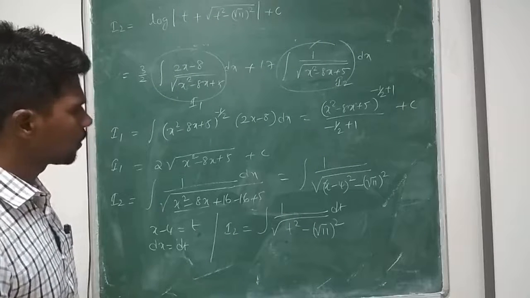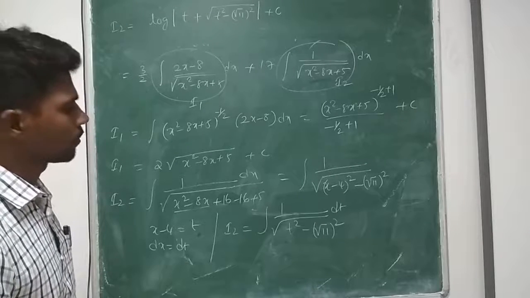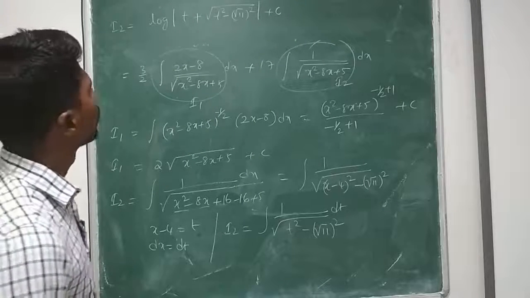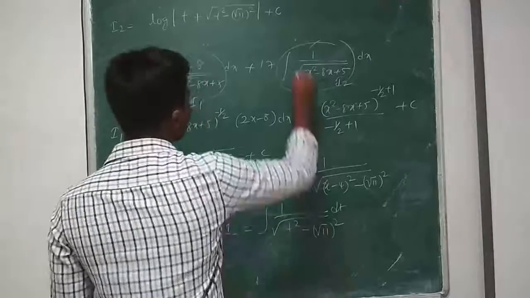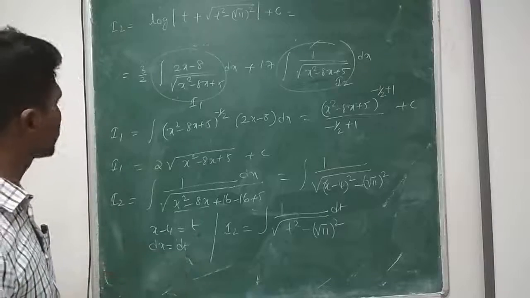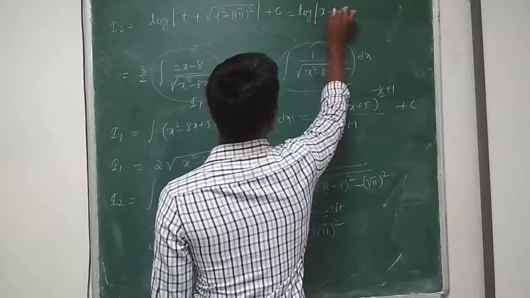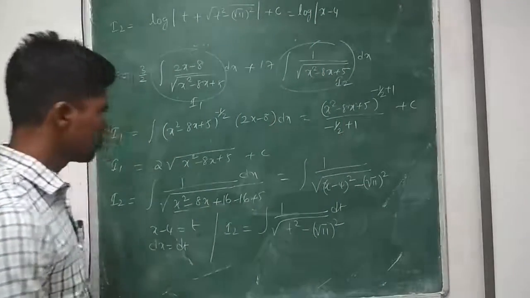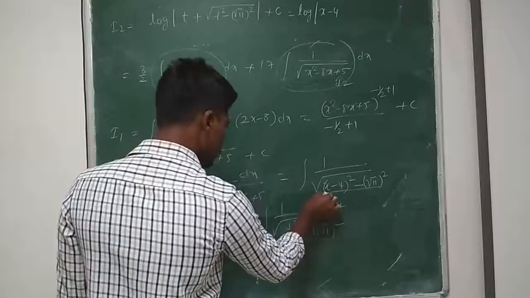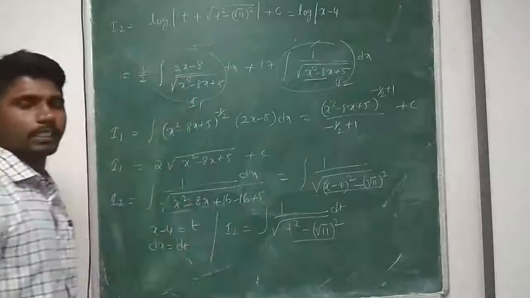T square minus, once again you cross-check, yes. Now replace t. If I replace t, what is t? x minus 4. I get I2 as log modulus of x minus 4 plus this, t square minus root 11 whole square, is nothing but this. This is equal to x square minus 8x plus 5.